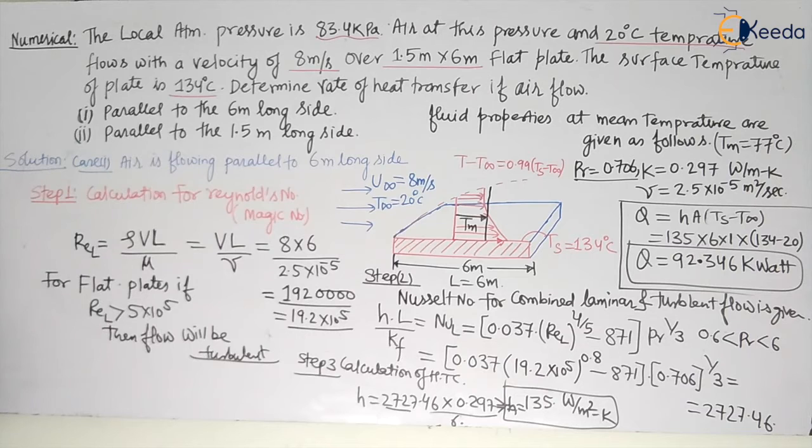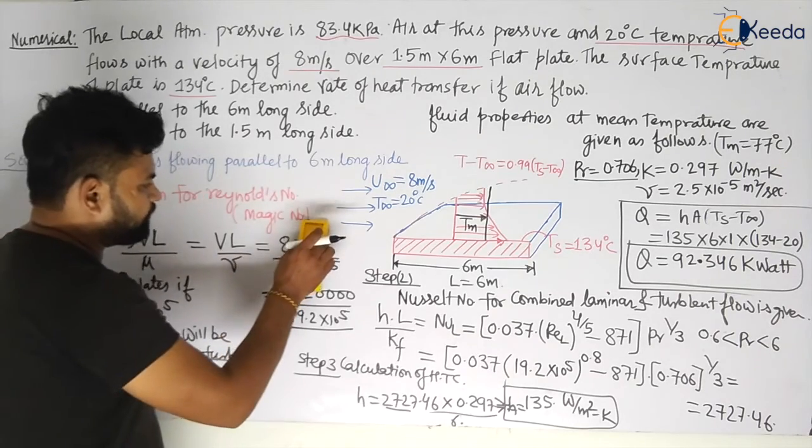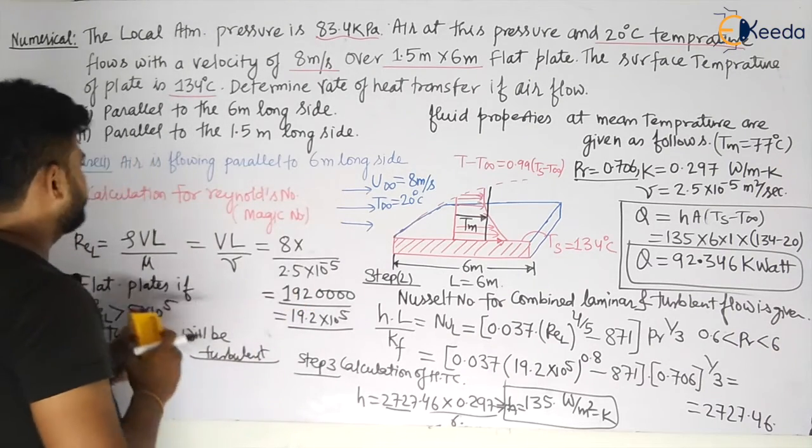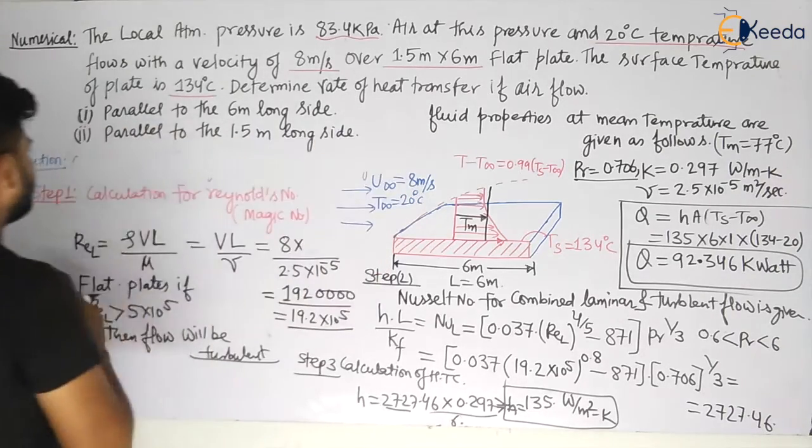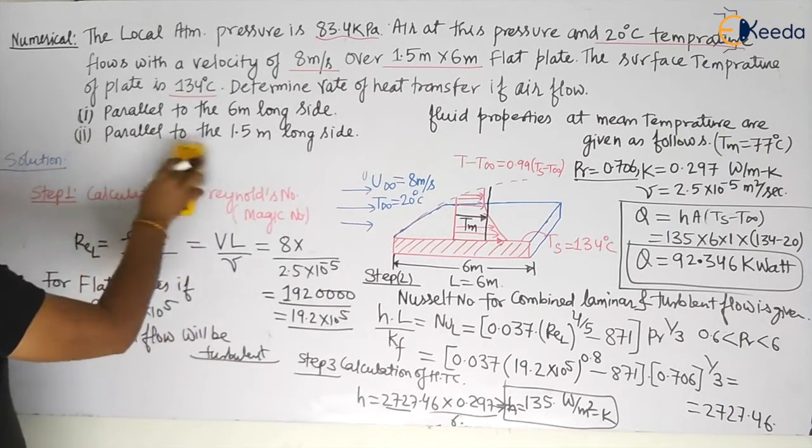That will be equal to 92. So heat transfer in this case will be 92.57 kilowatt, my dear students. Okay. Now let us see along the 1.5 meter long length. So if I calculate along the 1.5 meter, this will become how much? So let us see case second.